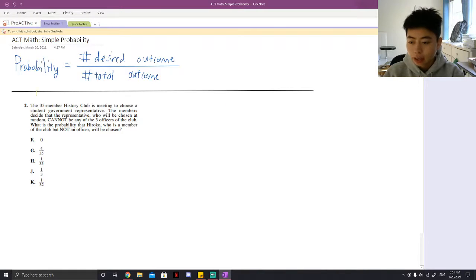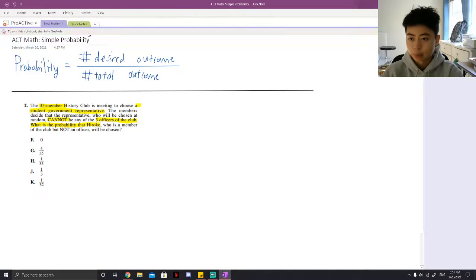Starting off, the 35-member club is meeting to choose a student government representative. They're choosing a single representative, which we can tell from the singular and the letter A. The members decide that the representative will be chosen at random. Chosen at random implies we're going to be using probability. It cannot be any of the 3 current officers of the club, so that limits us: of the 35 members, 3 cannot be chosen. What is the probability that Hiroko, a non-officer member of the club, will be chosen?